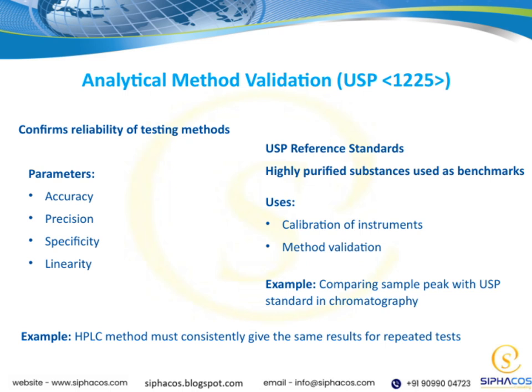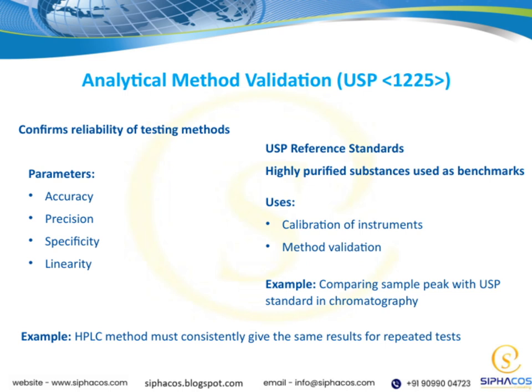For example, in chromatography, we compare the sample peak with the USP standard to verify the sample's identity and quality. Now, when we talk about analytical method validation, specifically according to USP 1225, there are key parameters to consider.